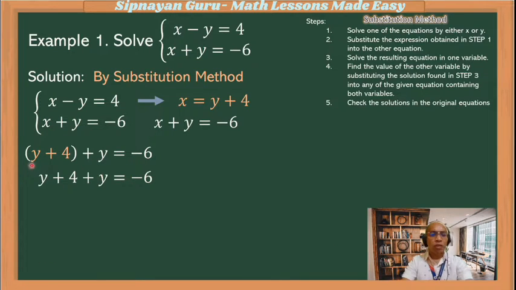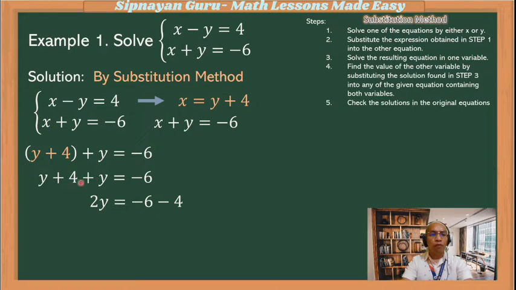So simplify by multiplying by 1. So this is y plus 4. We just copy positive y is equal to negative 6. Further simplification, so 1y plus 1y is equal to 2y, then is equal to negative 6.